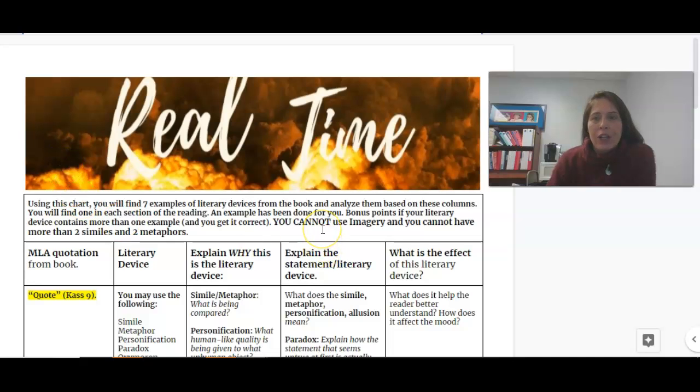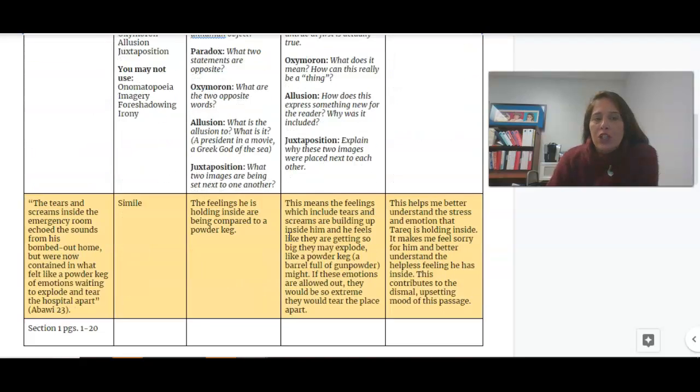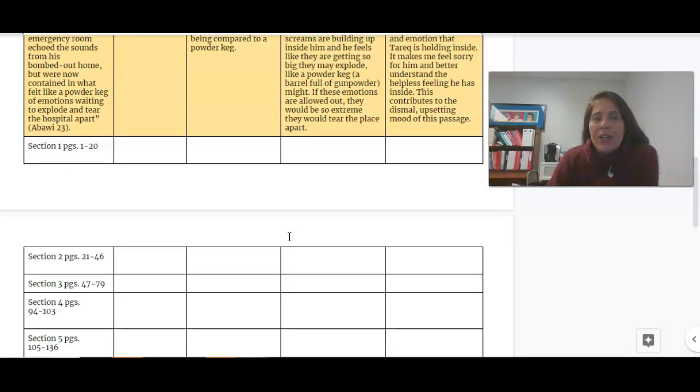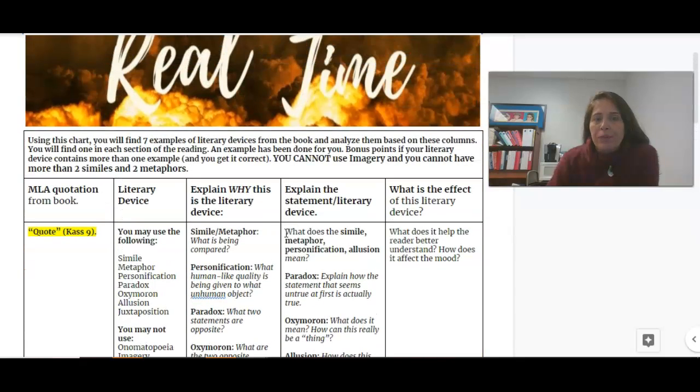Hi, everyone. So very quickly, I just wanted to go over this chart, this assignment, the real-time literary device activity, to make sure you understand exactly what we're asking you to do. As you complete this chart, you're going to be finding 7 different literary devices. As you find these 7 different literary devices, you need to keep in mind that, 1, you cannot use imagery.